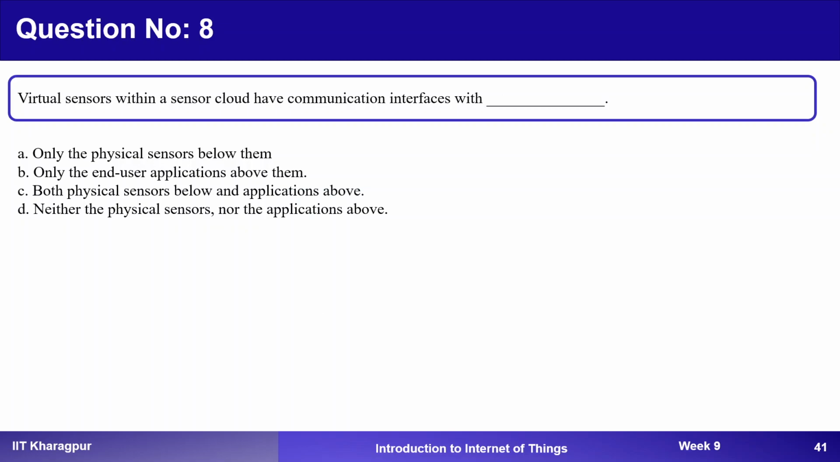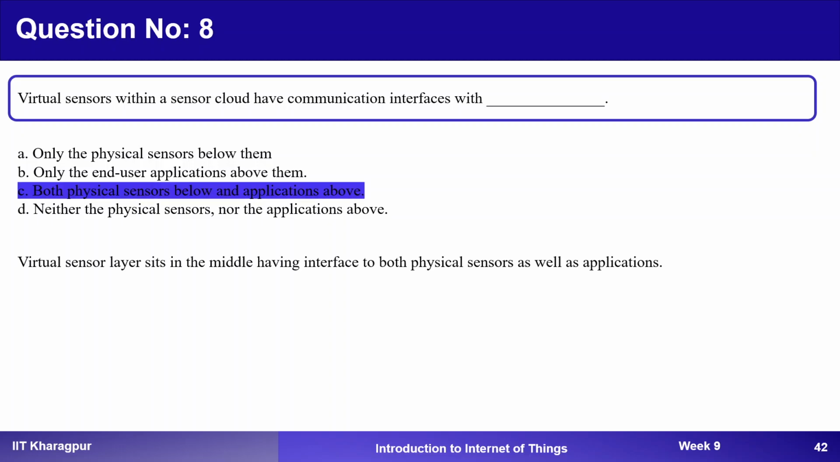Now question number 8. A virtual sensor within a sensor cloud has a communication interface with: only the physical sensor below them, only the end user application above them, both the physical sensor below and the application above, or neither the physical sensor nor the application above. The virtual sensor should be able to communicate with both the physical sensor as well as the applications. So the correct option for this question is C, that is both physical sensor below and application above.